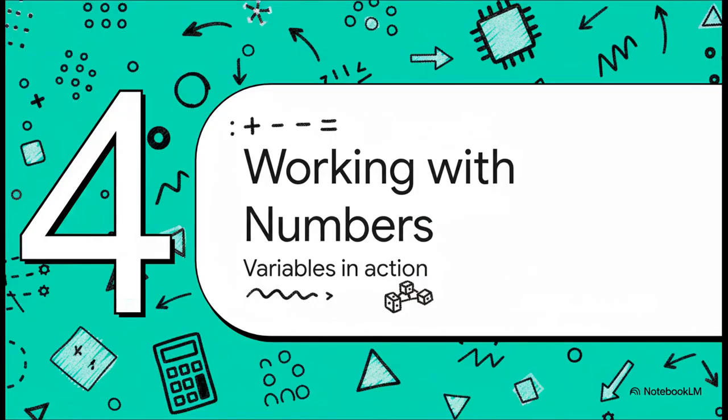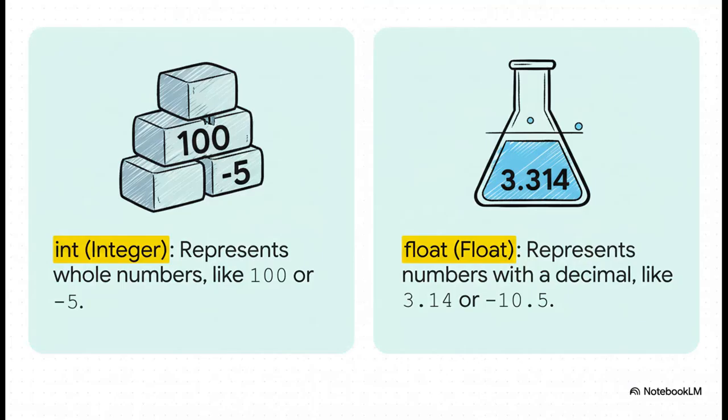All right, that's enough theory. Let's get our hands dirty and see how these variables actually work in practice. And we'll start with the most common type of data you'll ever work with, numbers. So in Python, there are basically 2 main types of numbers you need to know about. First, you've got integers, or int for short. These are just your everyday whole numbers, positive or negative. Then you have floating point numbers, or float. And that's just a fancy name for any number that has a decimal point.